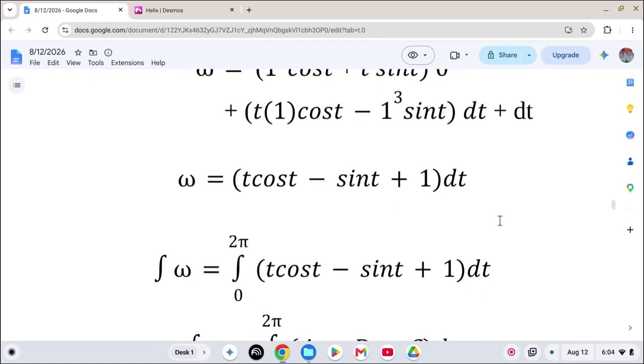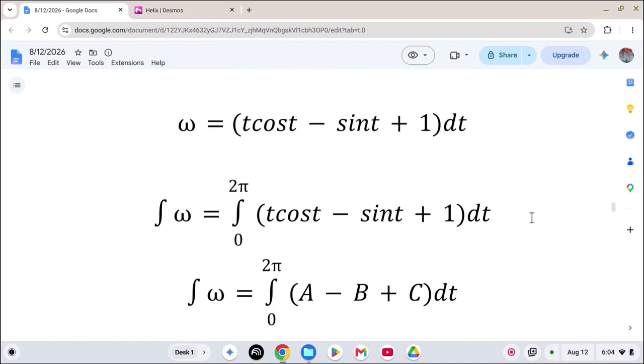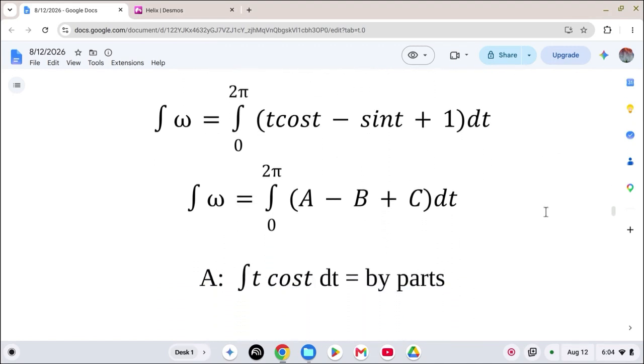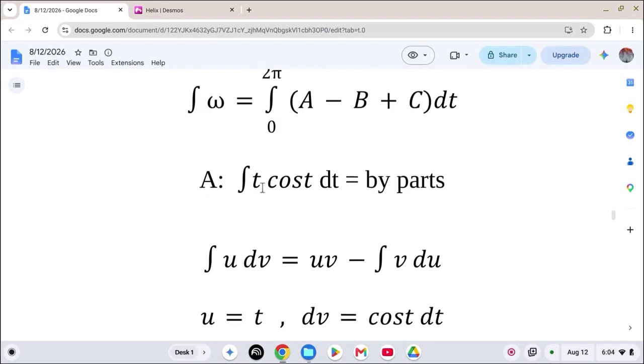Okay. Now we want to integrate that from 0 to 2 pi. Now, I kept making mistakes with positives and negatives, so I had to break this up and say integral of this is A, this is B, and this is C because of this thing, which I integrated by parts, right? So integral of u dv equals uv minus integral of v du. We let u equal t, dv equals this.